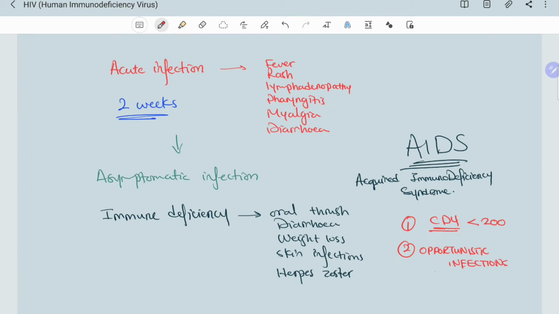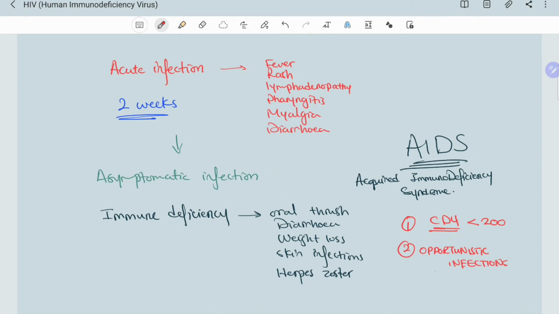The opportunistic infections can be pneumocystis jirovecii pneumonia, esophageal candidiasis, cerebral toxoplasmosis, and cancers such as Kaposi's sarcoma, which can appear as red or pink raised lesions on the skin.